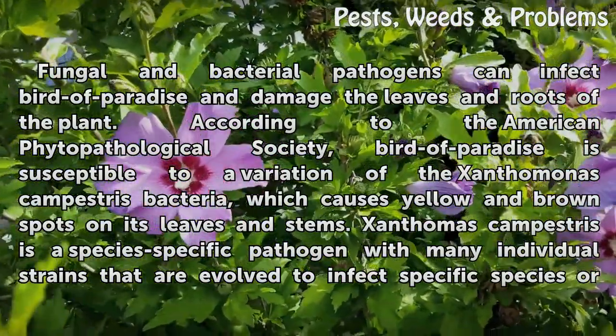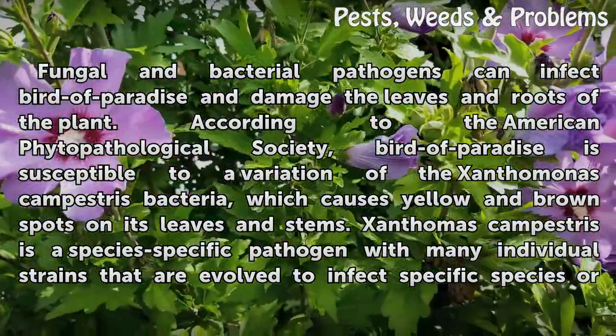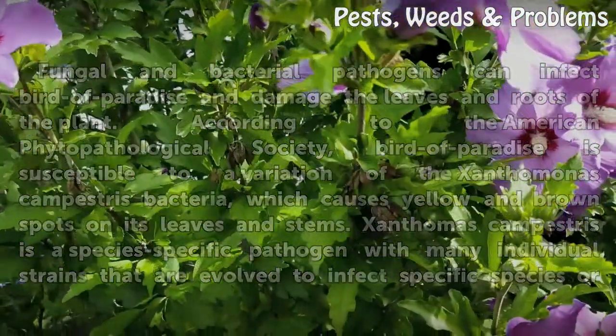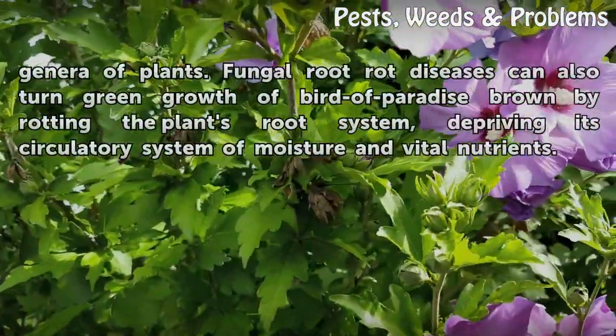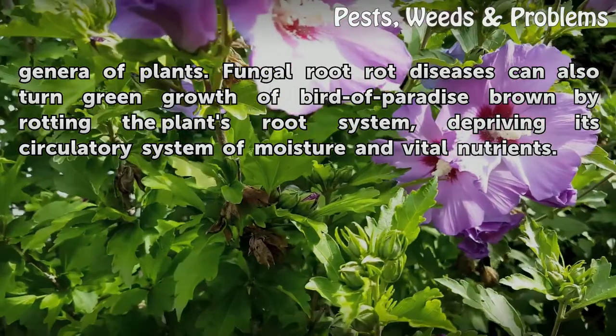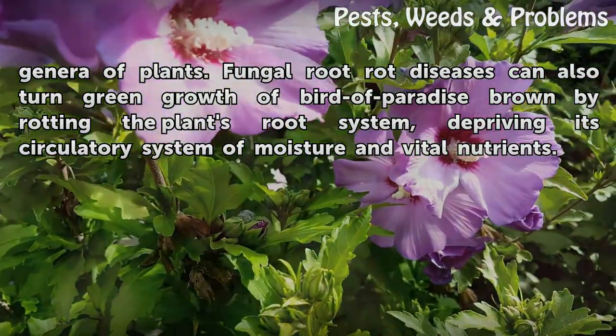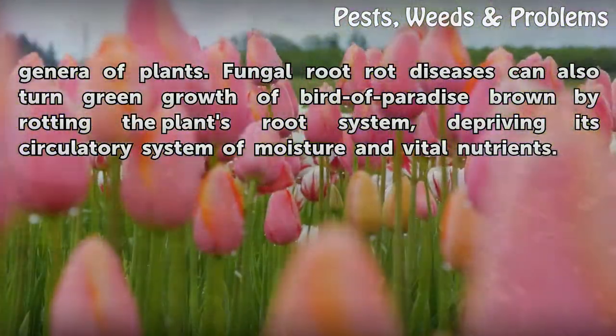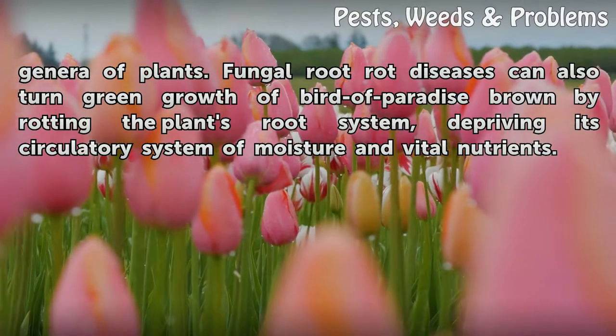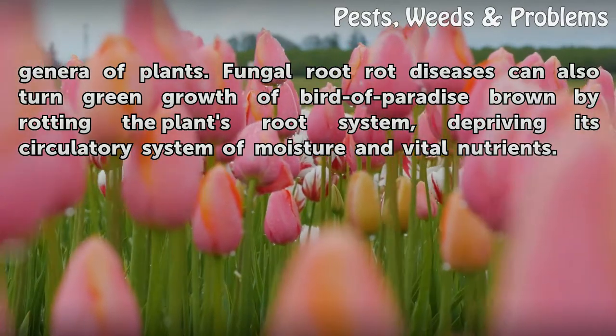Xanthomonas campestris is a species-specific pathogen with many individual strains that are evolved to infect specific species or genera of plants. Fungal root rot diseases can also turn green growth of bird of paradise brown by rotting the plant's root system, depriving its circulatory system of moisture and vital nutrients.